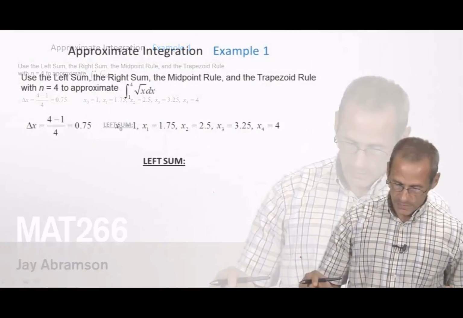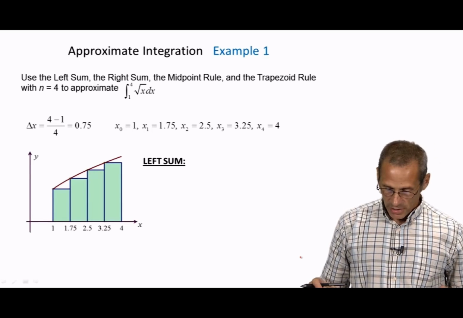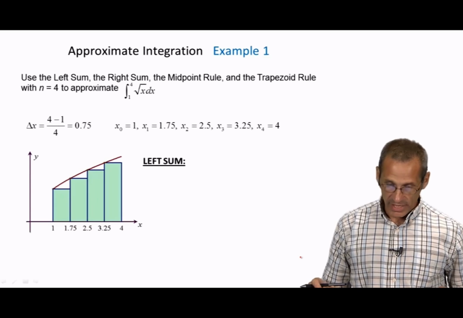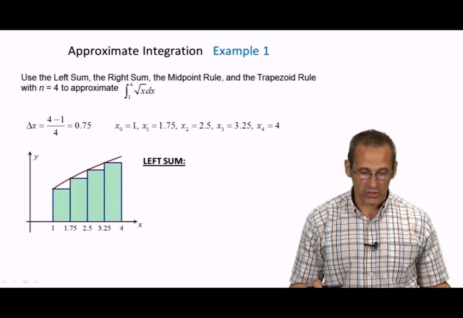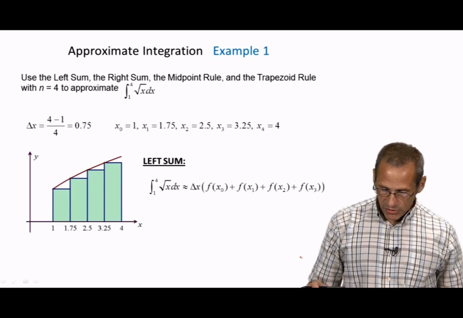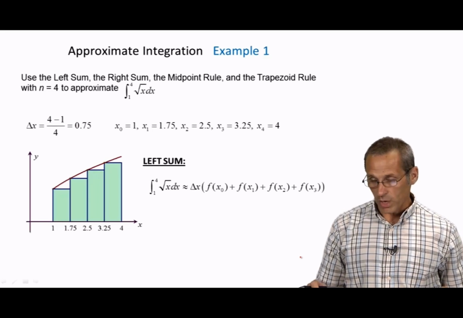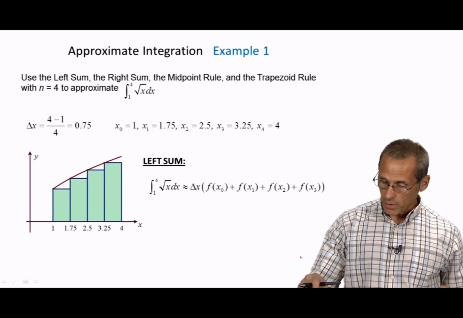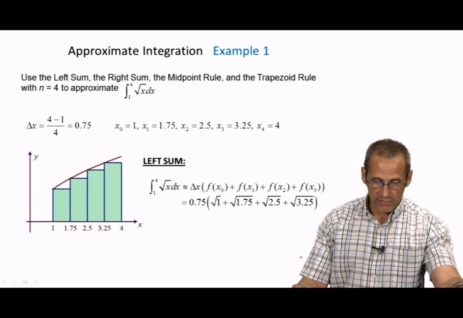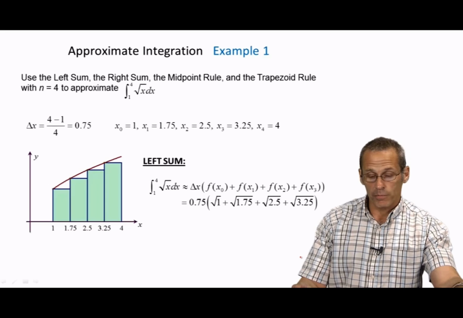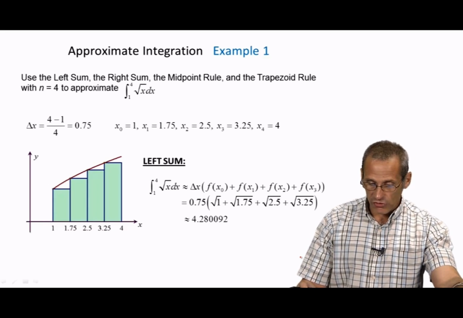For the left sum, if I look at my picture, I've partitioned the interval from 1 to 4 into 4 different subintervals. I've labeled the endpoints, 1 and 4, and then the endpoints of each subinterval. For the left sum, we would take delta x times f of x 0 plus f of x 1 plus f of x 2 plus f of x 3. Well, that means we're going to be evaluating the function at 1, 1.75, 2.5, and 3.25. And when we do, we get approximately 4.280092.